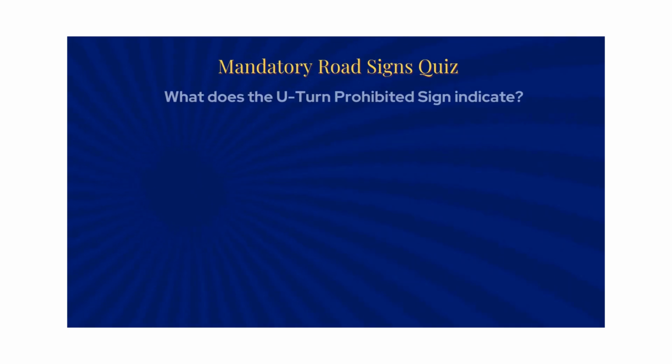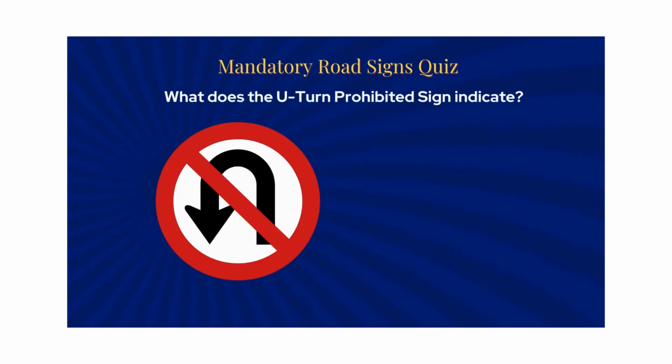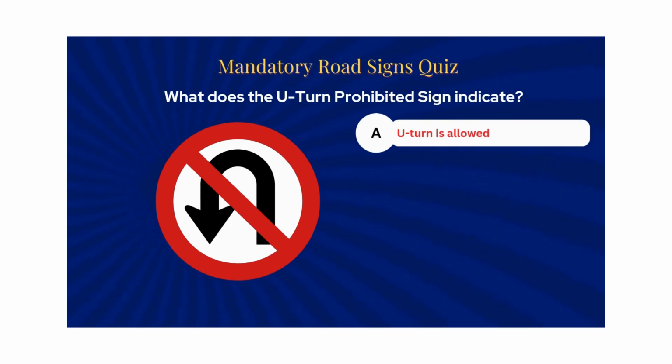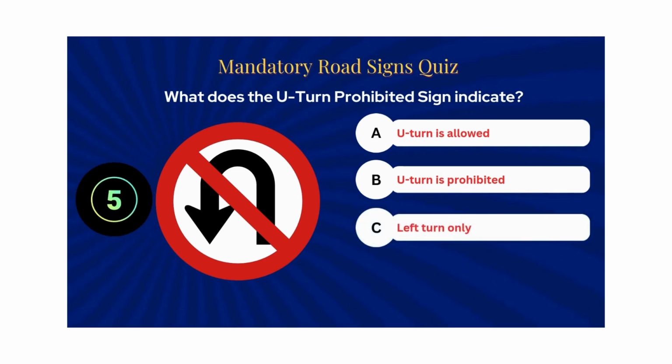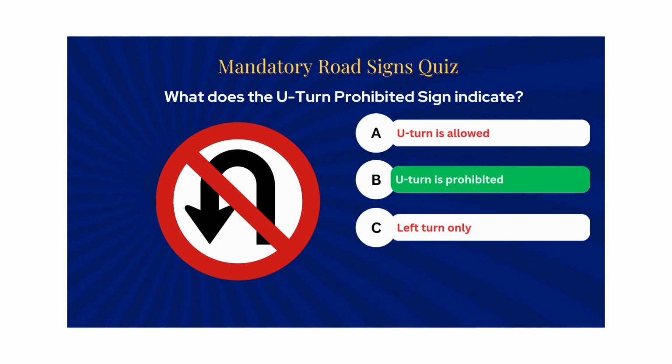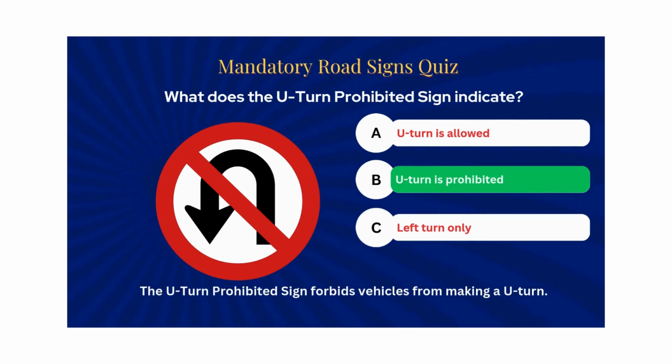What does the U-turn prohibited sign indicate? Options are U-turn is allowed, U-turn is prohibited, and left turn only. The answer is U-turn is prohibited. The U-turn prohibited sign forbids vehicles from making a U-turn.